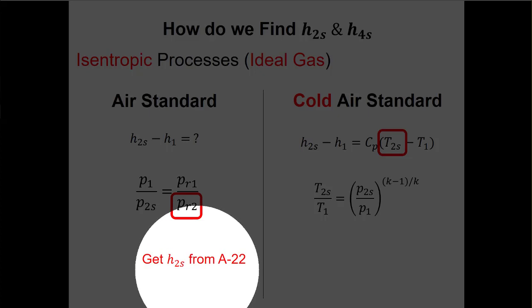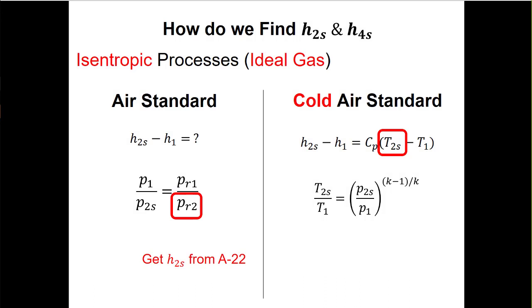But when we're at the exit of these turbines and compressors, typically we'll know PR from this equation, and then we'll move from right to left across table A22 and find the h value and then find the temperature if we need it. Now with cold air standard, it's kind of the same, right? But it's a little bit different. It's just a different path in this choose your own adventure.